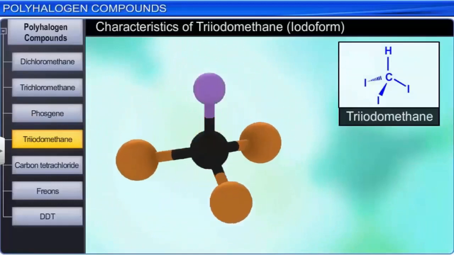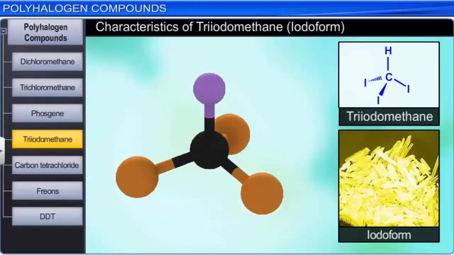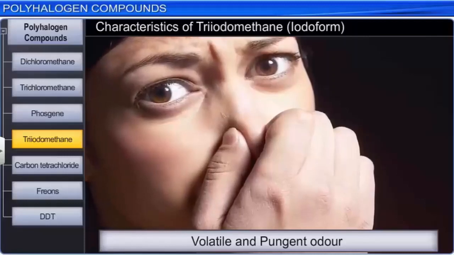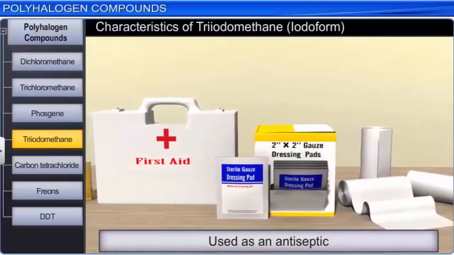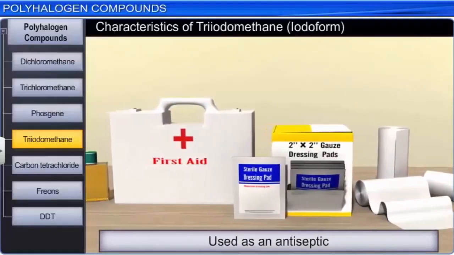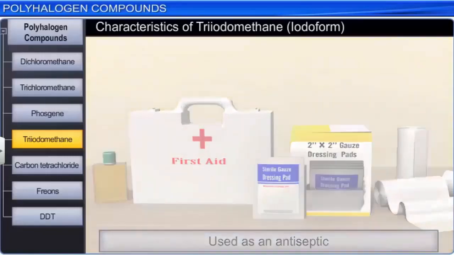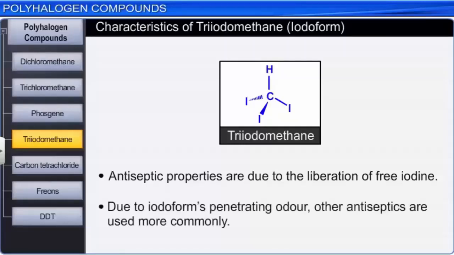Triiodomethane or iodoform is a pale yellow crystalline solid. This volatile compound has a pungent, medicine-like odor. Iodoform has uses as an antiseptic. Gauze packing with iodoform is used in medical applications. However, the antiseptic properties are due to the liberation of free iodine, not the triiodomethane molecule itself. Due to iodoform's penetrating odor, other antiseptics are used more commonly.